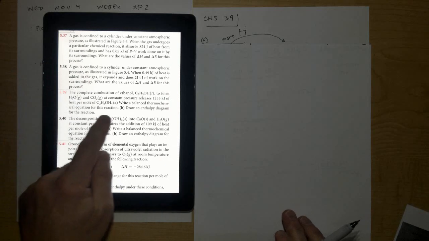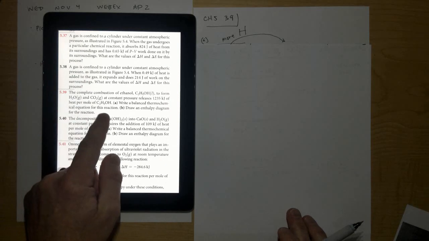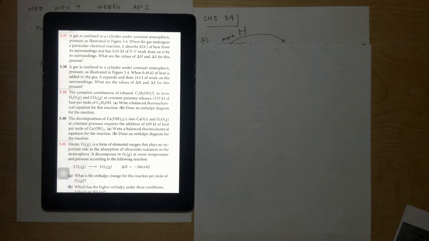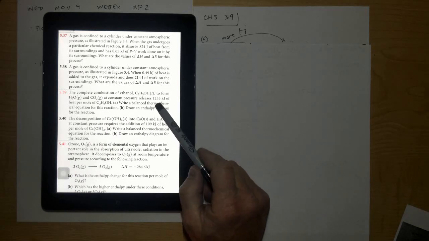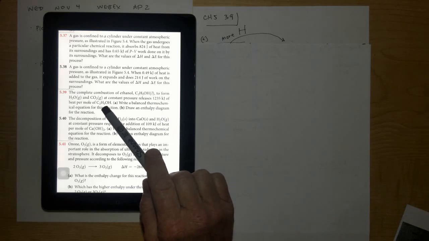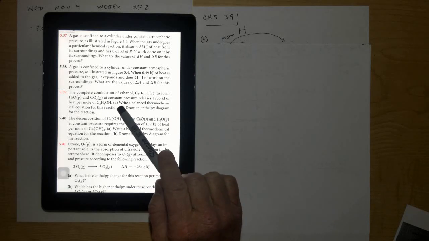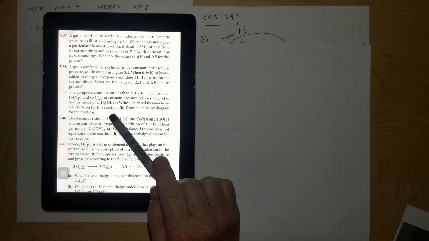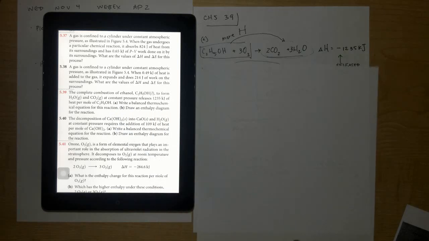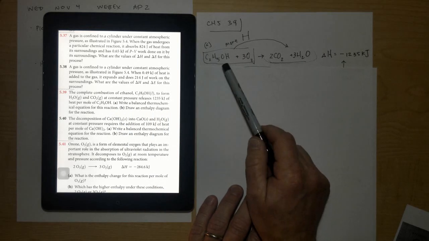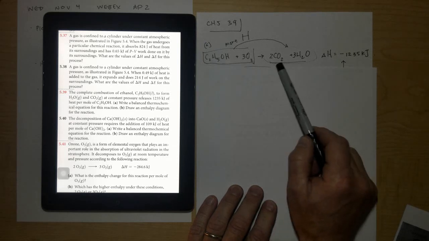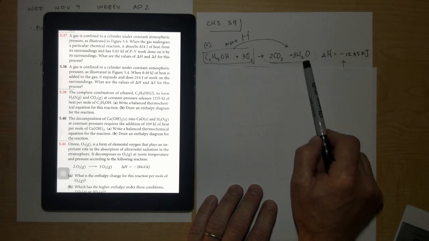The complete combustion of ethanol to form H2O and CO2 at constant pressure releases 1235 kilojoules of heat per mole. Write the balanced thermochemical equation. So first of all, we want to take and write the balanced chemical equation. So C2H5OH plus 3O2 goes to 2CO2 plus 3H2O.